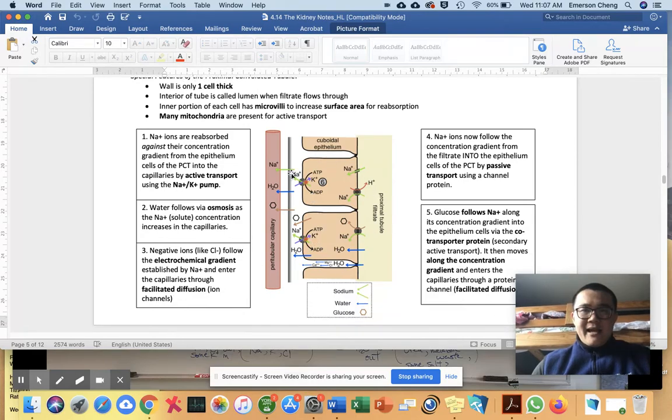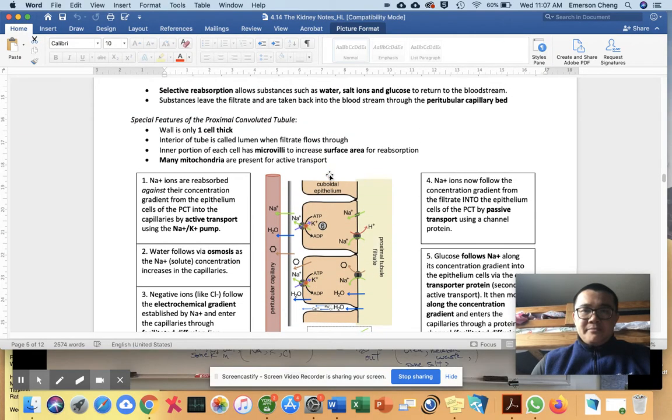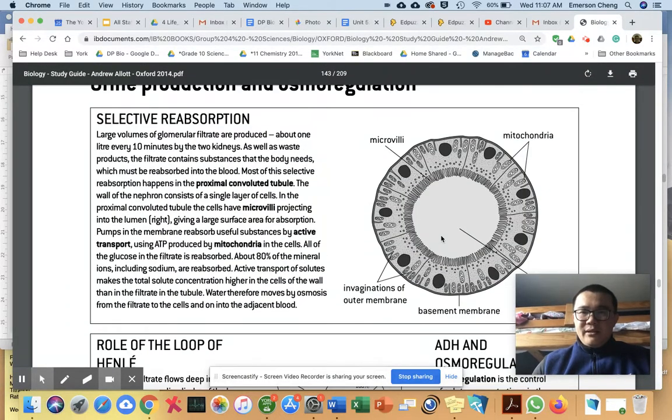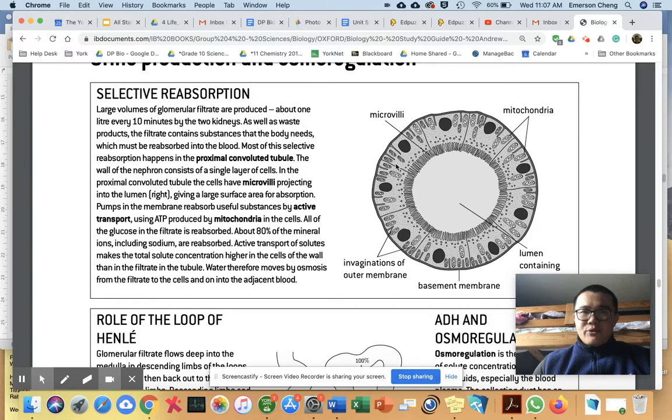I don't like this diagram that much because you don't really see it that well. I like the diagram in the study guide. If you look at the study guide, selective reabsorption, this is the proximal convoluted tubule. Here's the lumen, that's the hole in the middle, where all the filtrate is flowing through. As you can see right now, you have lots of mitochondria. No, not mitochondria, lots of microvilli. This increases the surface area.